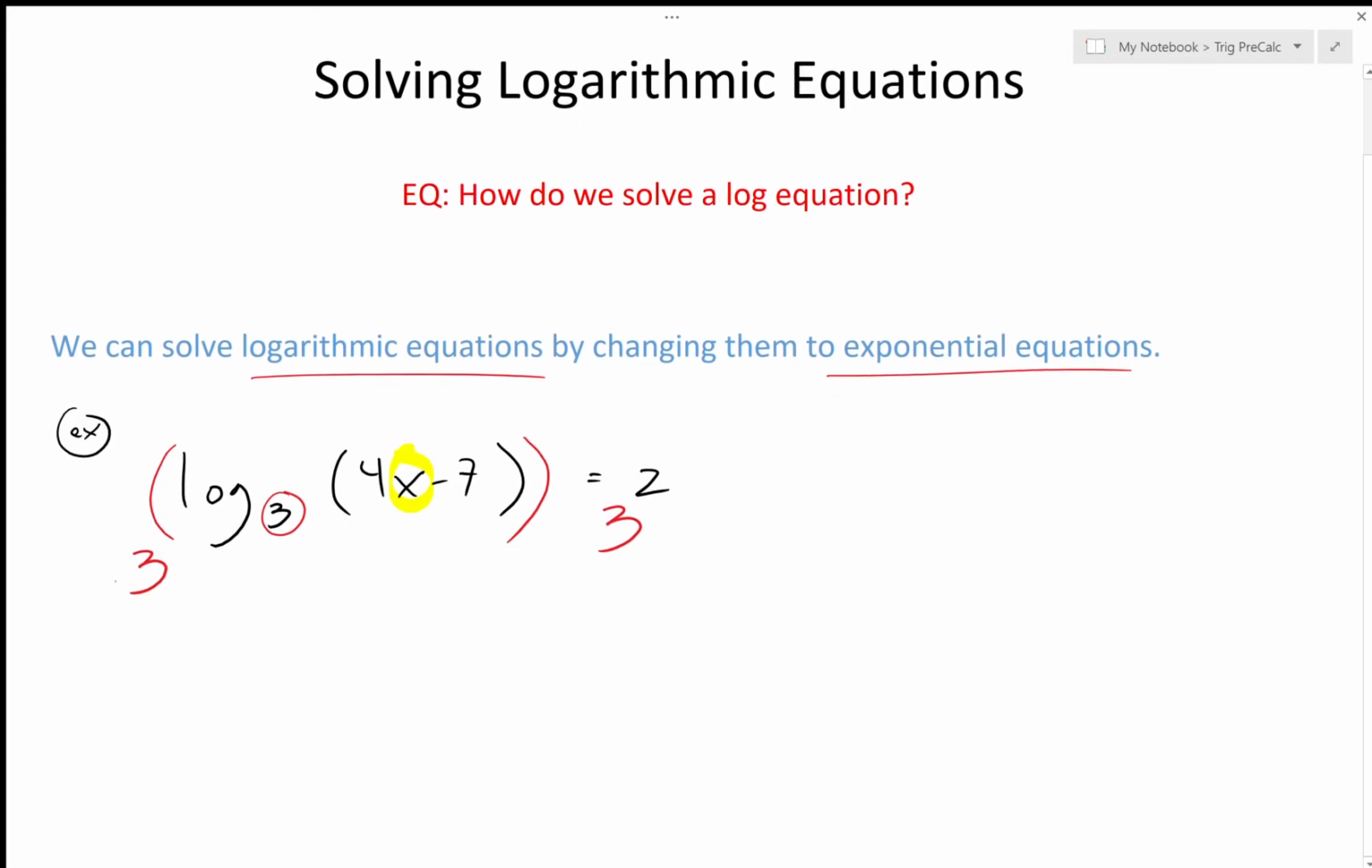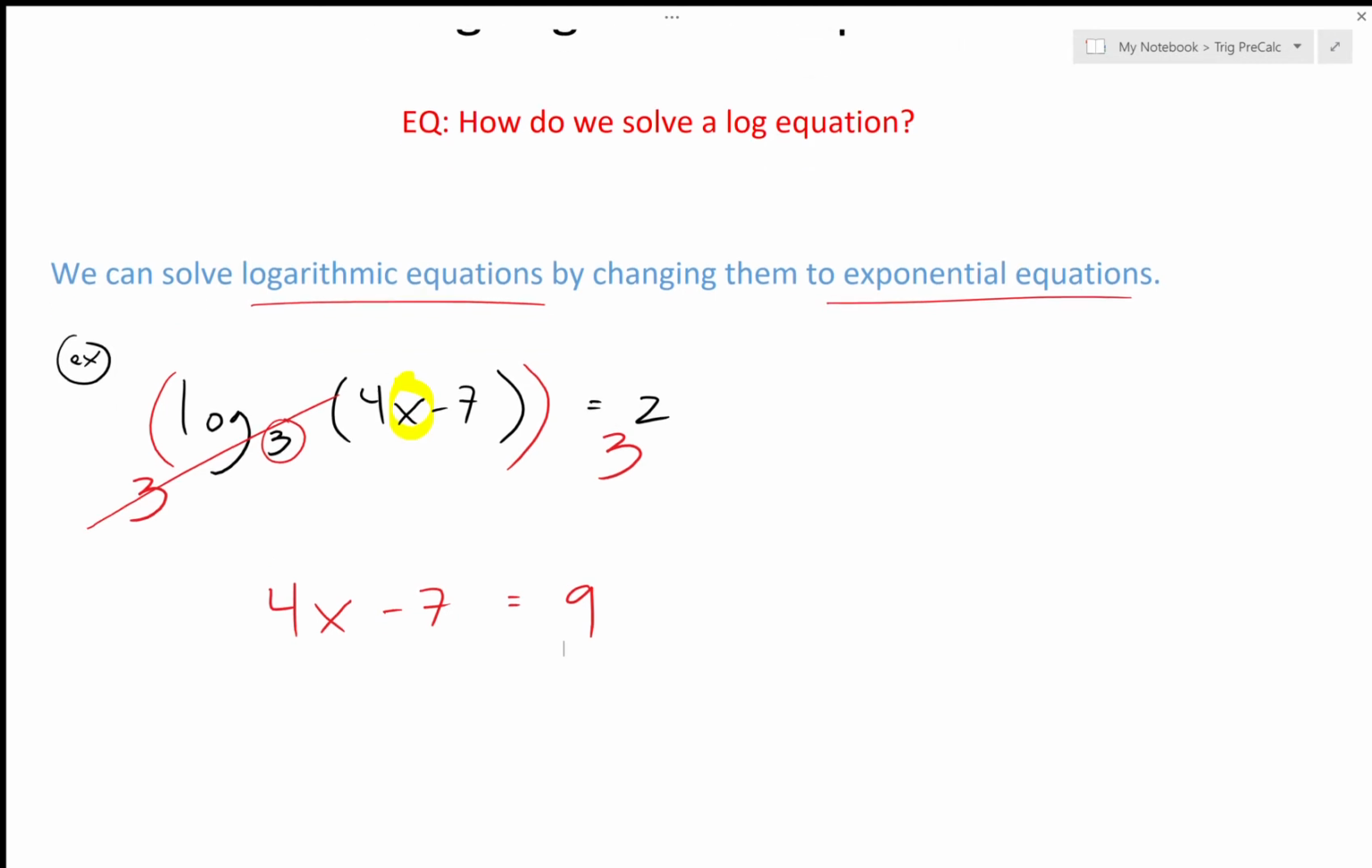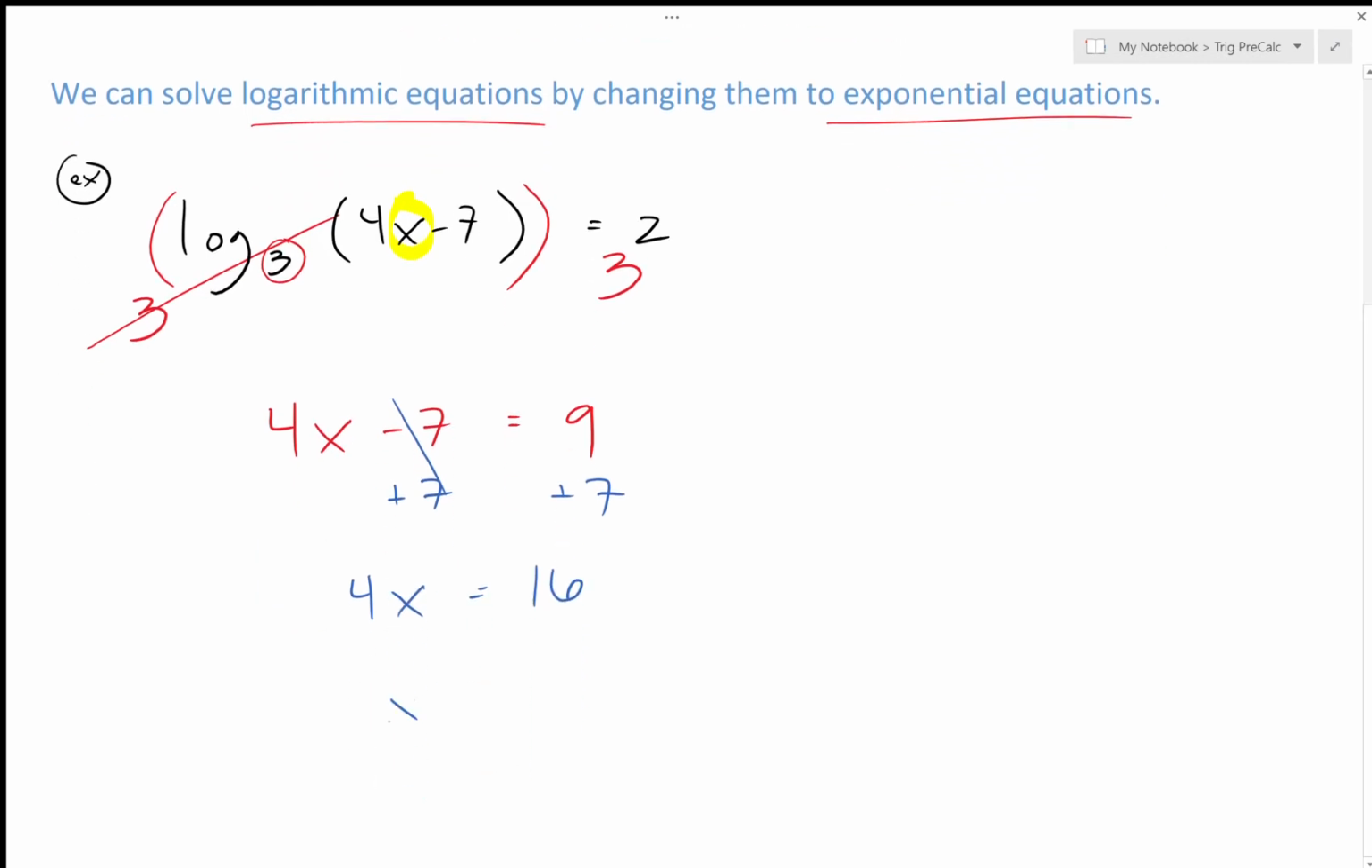Basically, this 3 and this log cancel each other out, and we get 4x minus 7 equals 3 squared, which is 9. Now look at that. That's a much easier equation to solve. We would add 7 to both sides, so 4x equals 16, and in the end, x equals 4.